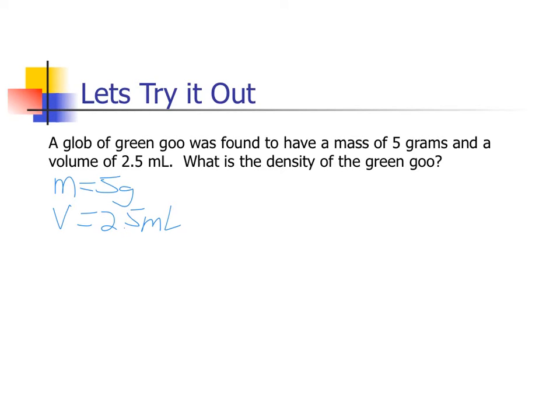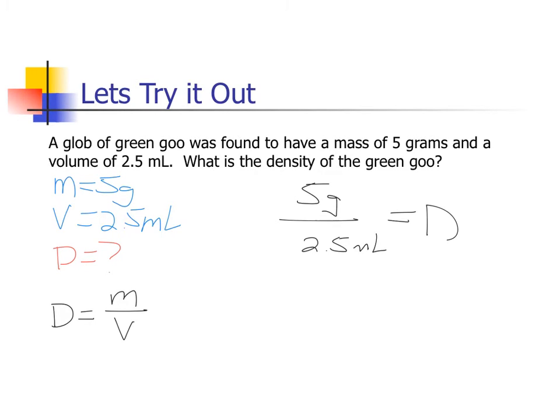Why milliliters versus centimeters cubed? Maybe it was easier to pour the goo into a cylinder. I don't know. The density, don't know what that is. And again, so what can I find? How do I find density? Well, there's only one equation that we've talked about to this point, and that is density is equal to mass divided by volume. And so we go through this process and we see that 5 grams divided by 2.5 milliliters is equal to density.